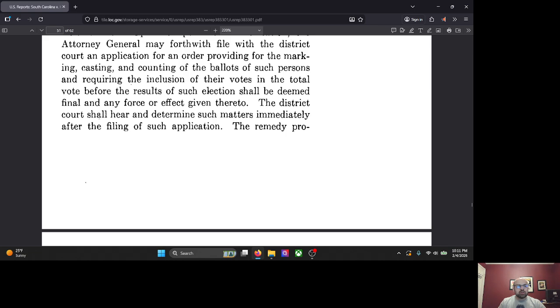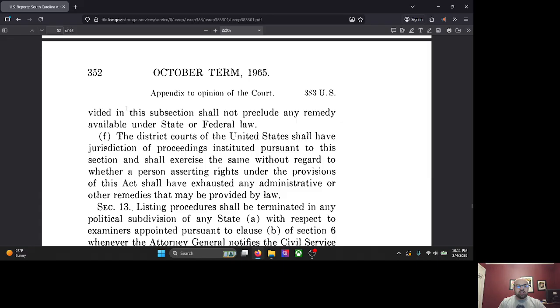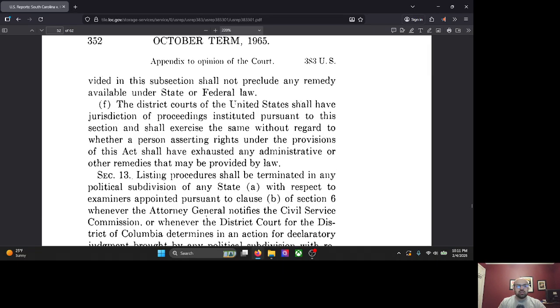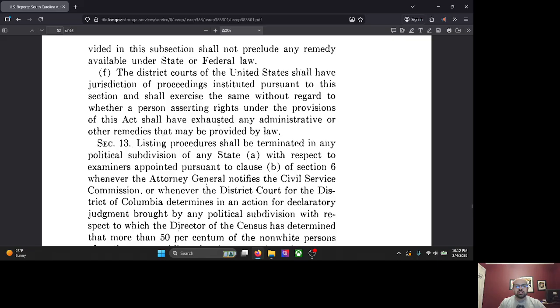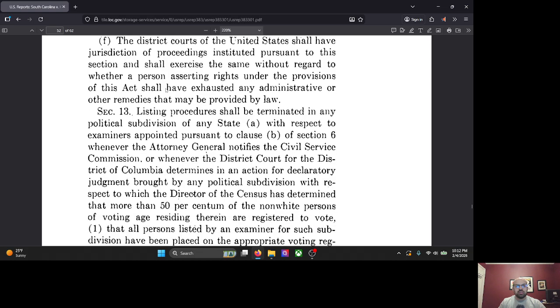thereto. The District Court shall hear and determine such matters immediately after the filing of such application. The remedy provided in this subsection shall not preclude any remedy available under state or federal law. F. The District Courts of the United States shall have jurisdiction of proceedings instituted pursuant to this section, and shall exercise the same without regard to whether a person asserting rights under the provisions of this act shall have exhausted any administrative or other remedies that may be provided by law.